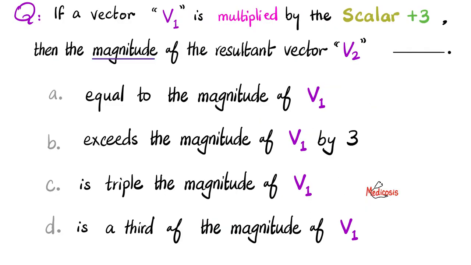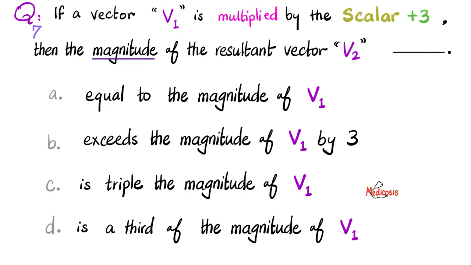Let's practice. Here is question number 7. If a vector v1 is multiplied by a scalar +3, then the magnitude of the resultant vector is what? Is it A, equal to the magnitude of v1, or B, exceeds the magnitude of v1 by 3, or C, is triple the magnitude of v1, or D, is a third of the magnitude of v1? Please pause, think about it, and try to answer it yourself.